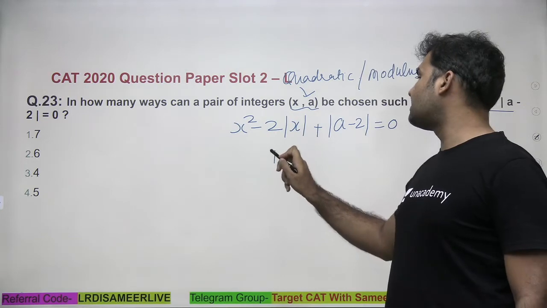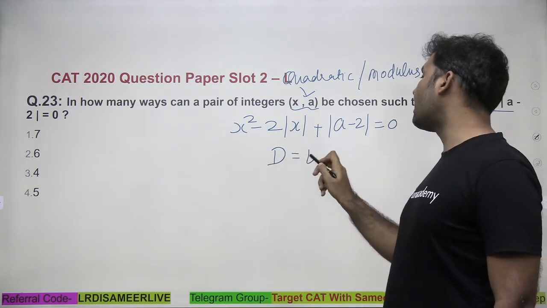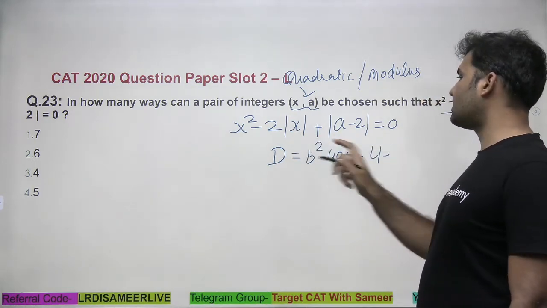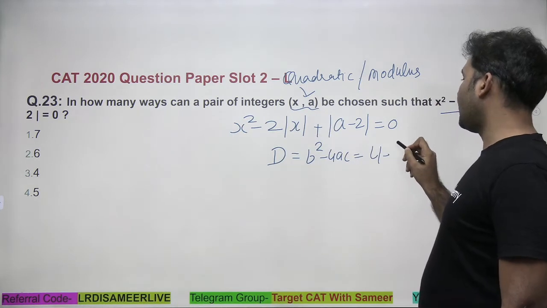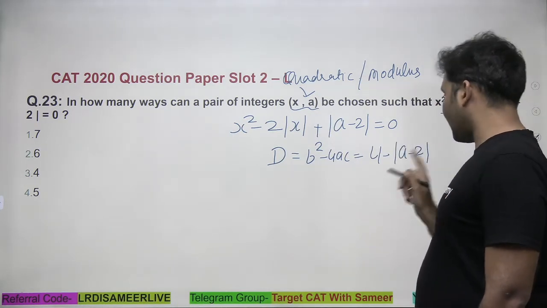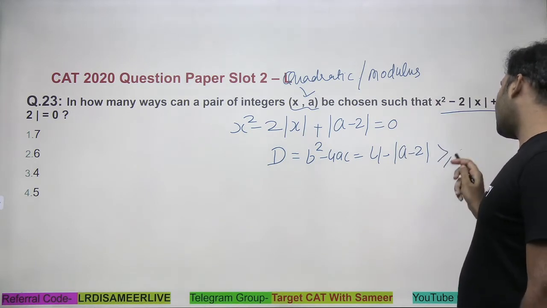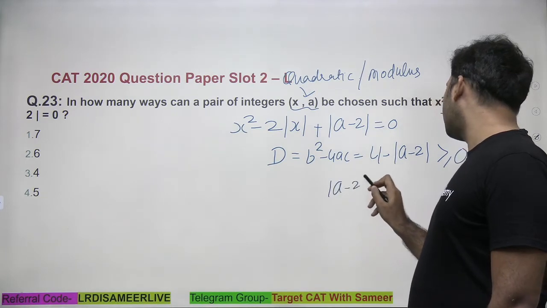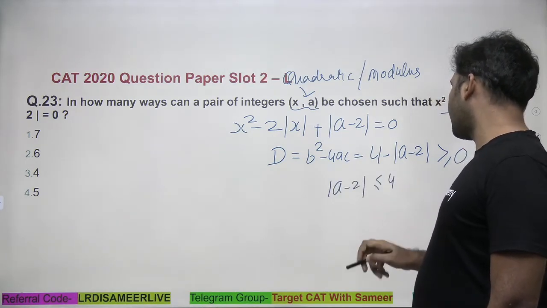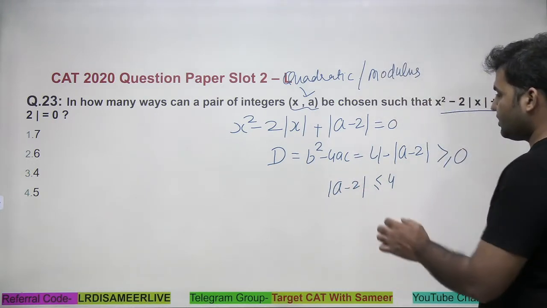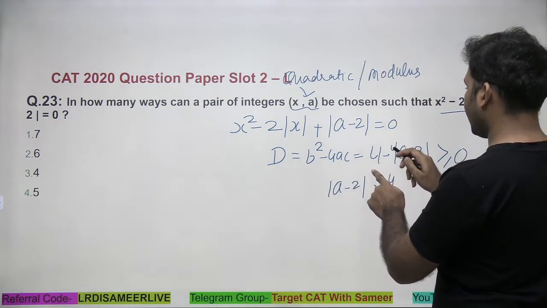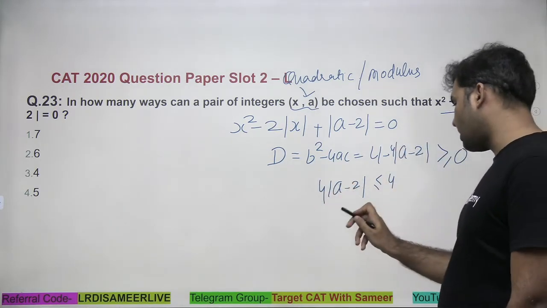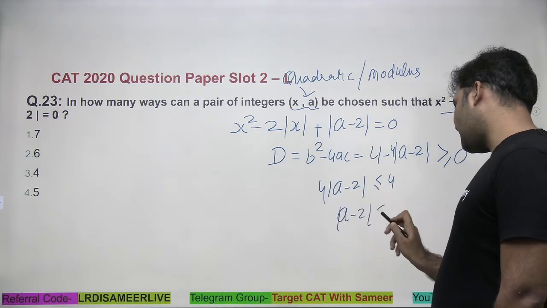Now let's check what is the discriminant of this quadratic equation. Discriminant, which is b square minus 4ac, will be equal to b square, that is 4, minus 4 times a into c, where a is the coefficient of x square, and c is mod of a minus 2. Now can I say the discriminant needs to be greater than or equal to 0 if x is supposed to be an integer? That means 4 times mod of a minus 2 should be less than or equal to 4. Can I say that mod of a minus 2 should be less than or equal to 1?